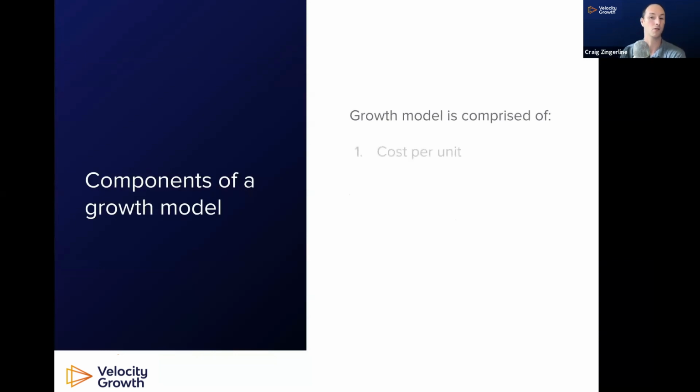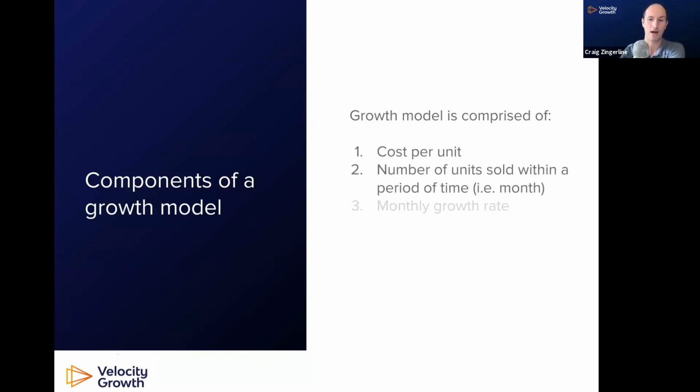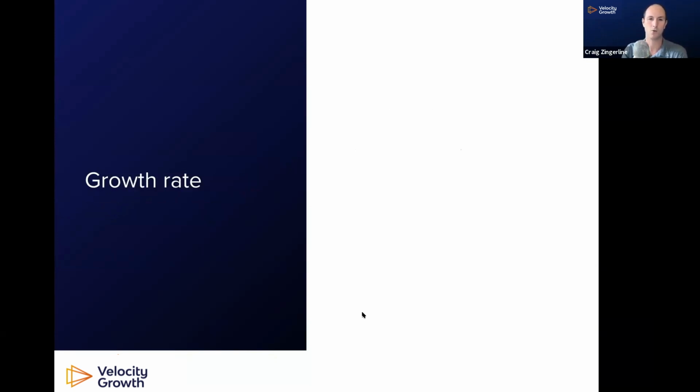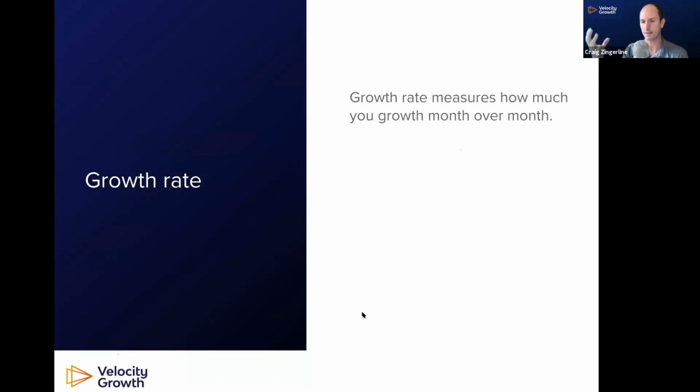There's a few components of the growth model. There's a cost per unit. There's the number of units sold in a period of time. There's your monthly growth rate. And then for subscriptions, you're going to have number of total active subscribers, which you carry through your model, and your churn per unit of time. Usually it's on a monthly basis. Okay, and so you take that and then you apply your growth rate. Your growth rate measures how much you think you can grow month over month.